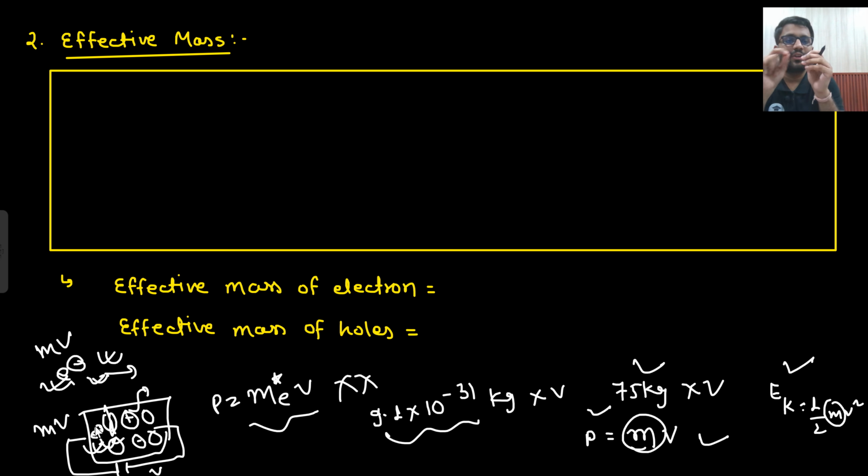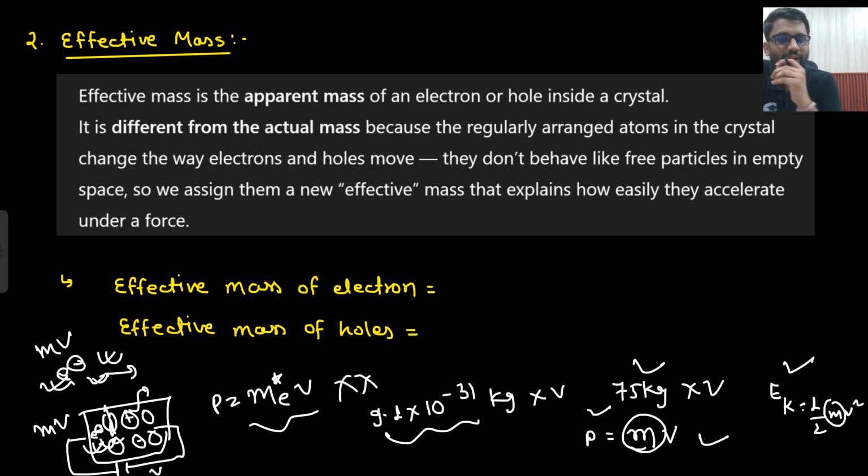So when the electron is moving in a crystal, its effective mass is different from its actual mass. This is the definition that has been written. Effective mass is the apparent mass of an electron or hole inside a crystal. So if you want to use the formulas of classical mechanics, then in place of mass you need to put effective mass. Are you able to understand this point or not?